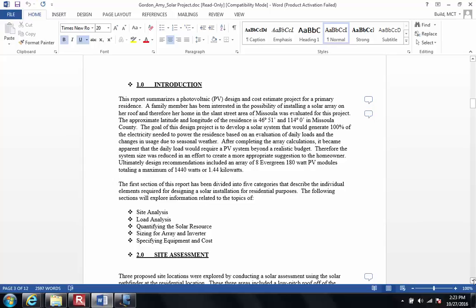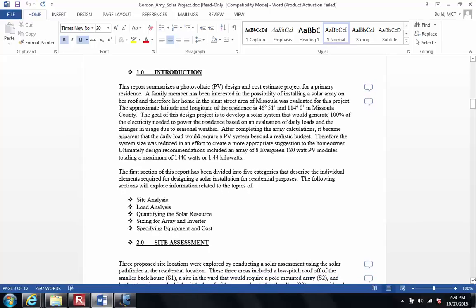So it looks like they settled on a design recommendation of 8 Evergreen 180 watt PV modules for about 1.44 kilowatts. Nowadays you can still get 180 watt panels, but most of the panels you see out there are in the 275 to 320 watt range. But at the time 180 watts was pretty good size, even just 6 years ago. And you'll see later on when we get to the cost analysis what the difference is.